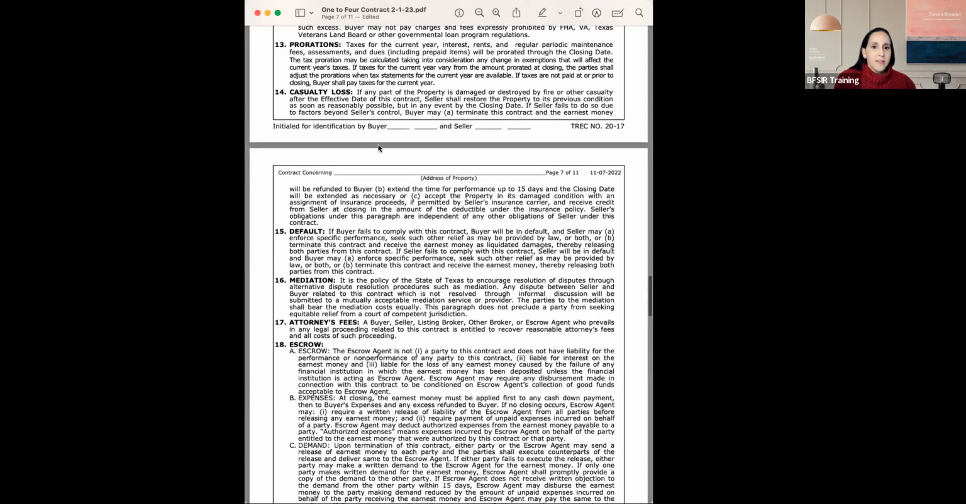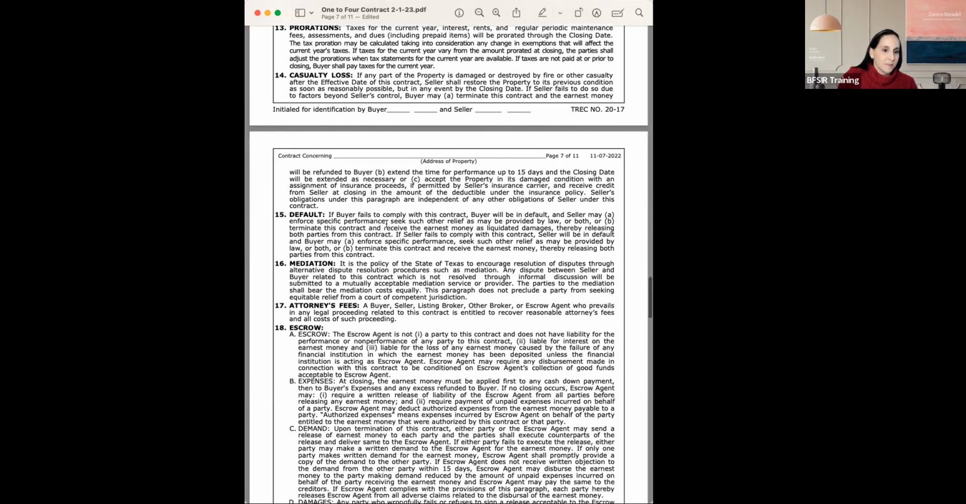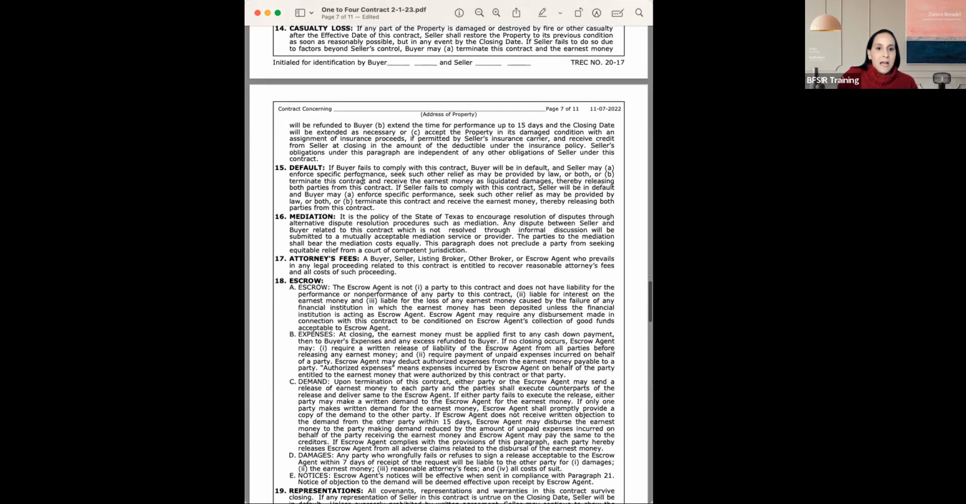Okay, casualty loss. This governs what happens in the event of a fire or some other casualty. We got real familiar with this paragraph. Some of you remember when the tornadoes came through Dallas. It just provides how the buyers or sellers handle it if something catastrophic happens to the property while it's under contract. This is the default provision.